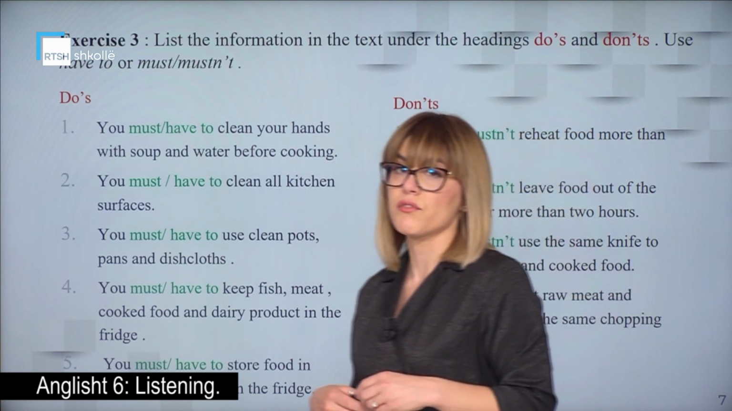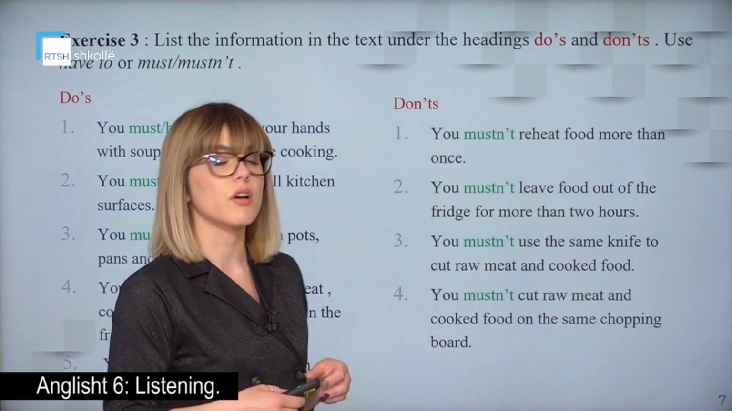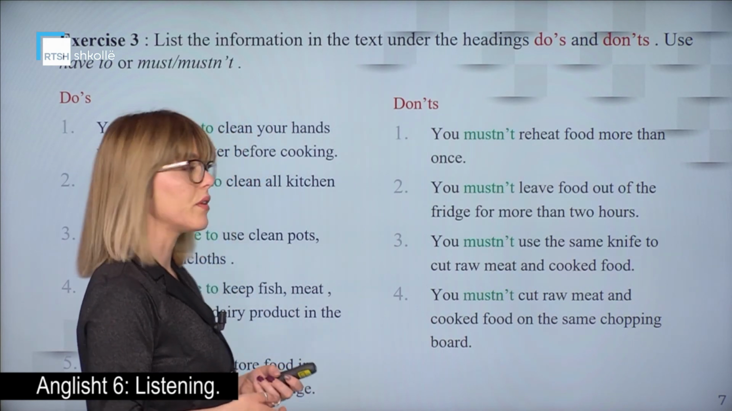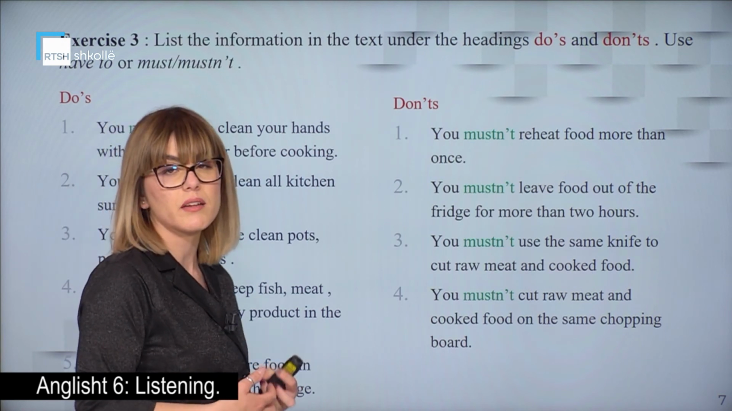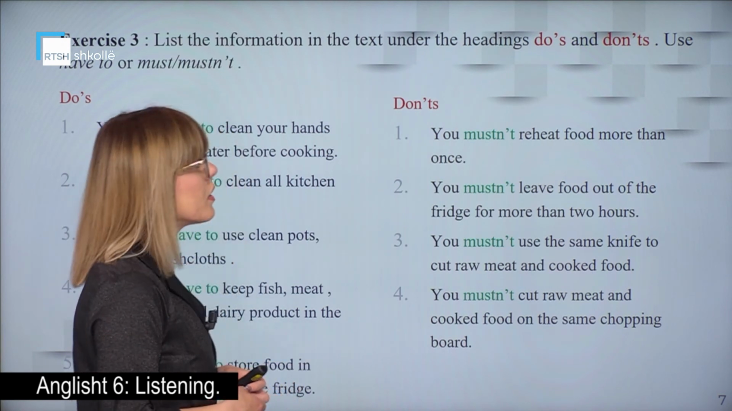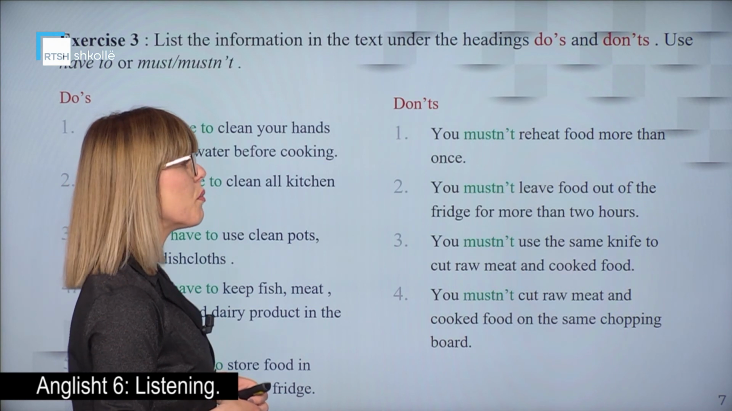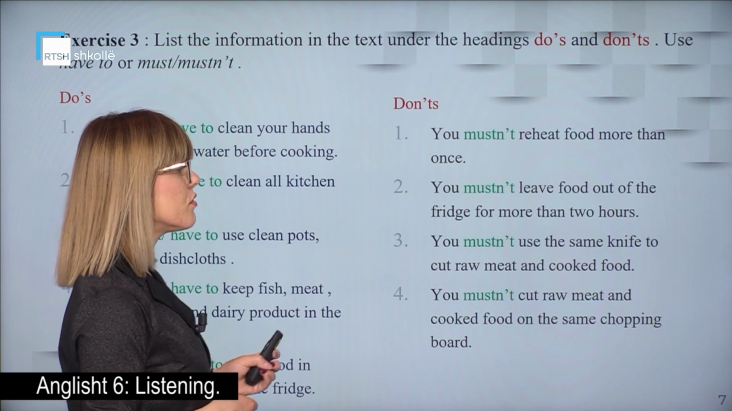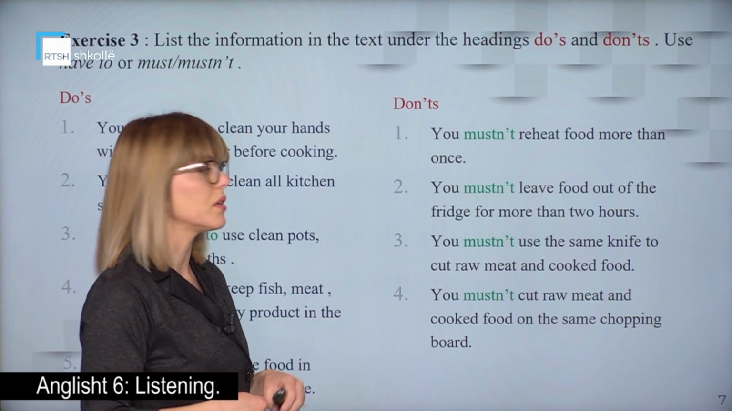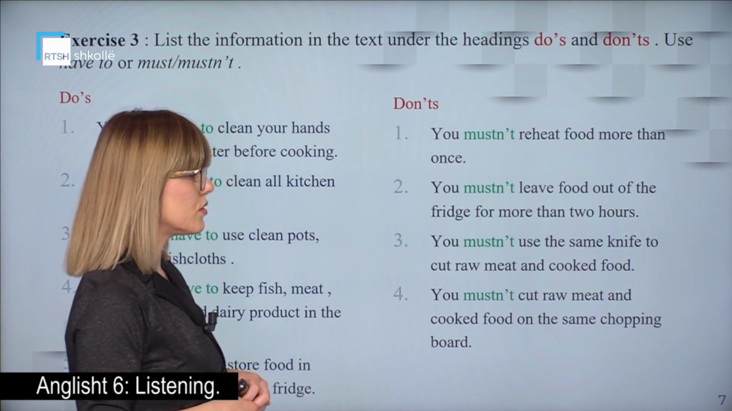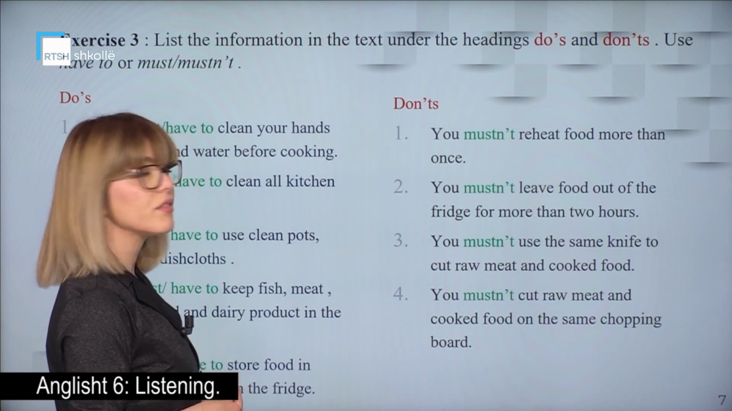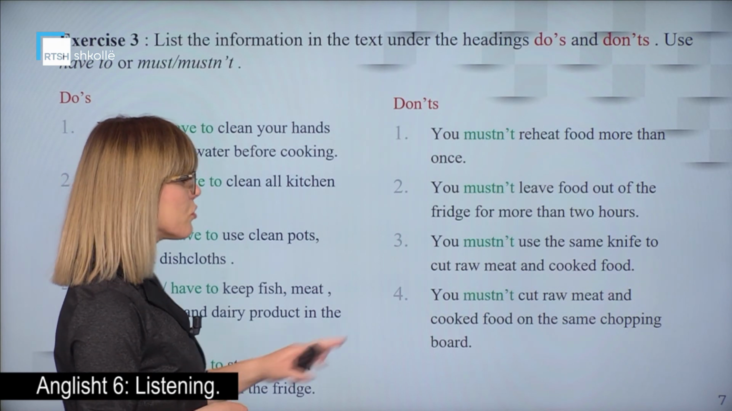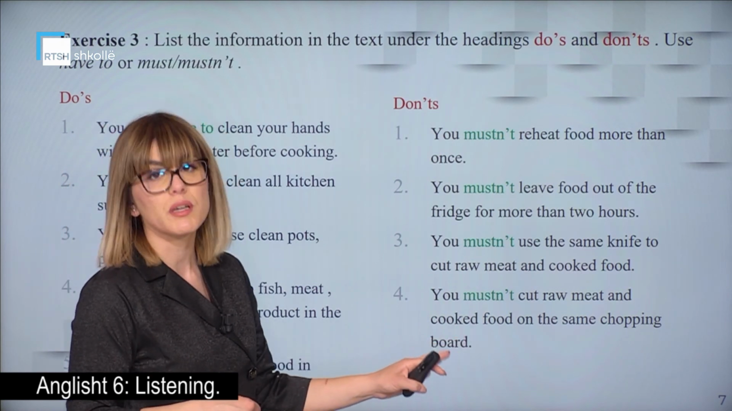So these were some of the things that we have to do at home. Now, what we mustn't do at home with germs, or how to protect ourselves from germs. You mustn't reheat food more than once. You mustn't leave food out of the fridge for more than 2 hours. You mustn't use the same knife to cut raw meat and cooked food. You mustn't cut raw meat and cooked food on the same chopping board.